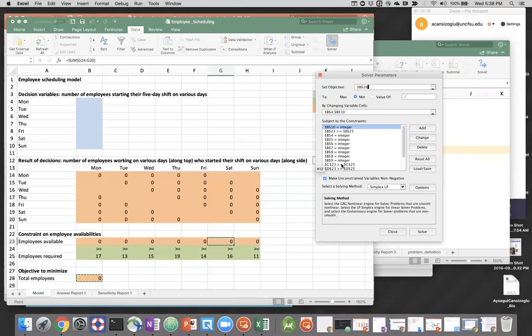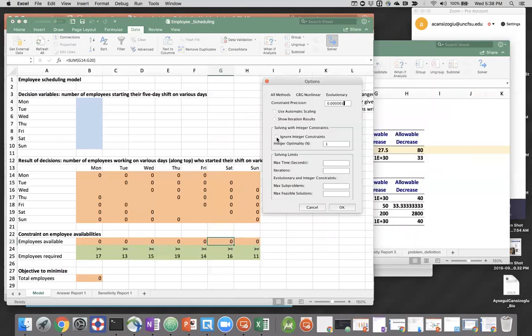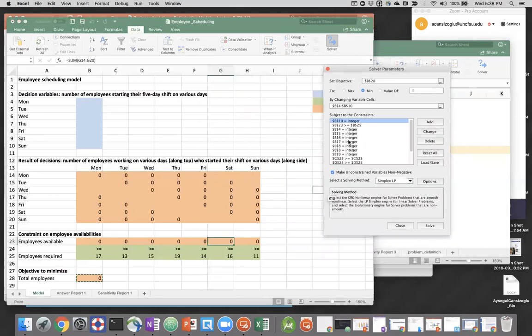And this is the way to do it. And one thing I'm going to mention, when you do this, it's still not going to work because there's an option here that you need to check. In the options, there's a checkbox which says "ignore integer constraints." And the default, unfortunately, is checked here like this. So you need to uncheck it so that Excel respects the integer constraints.